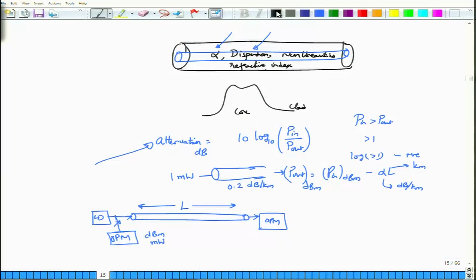But again, the drawback of this method is that L should be specifically known. Alternatively, if you do not know what the length is, fine, no problem. You just say this length is unknown. You measure the optical power here, no problem, you measure the optical power here.